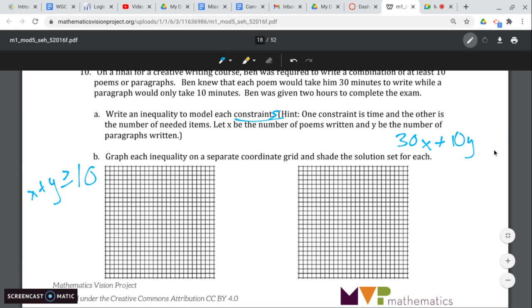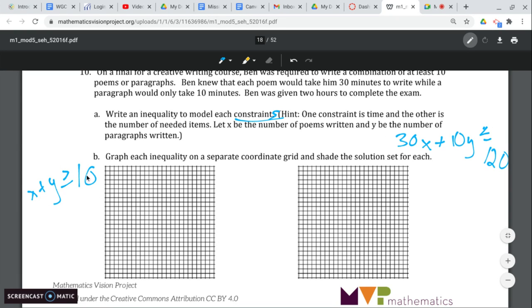Now, can we just write a 2 over here? No, we cannot write a 2. We have to do it in terms of minutes because our constraints are minutes, so we need everything in the same unit. So 2 hours is the same thing as 120 minutes. So now we graph these.